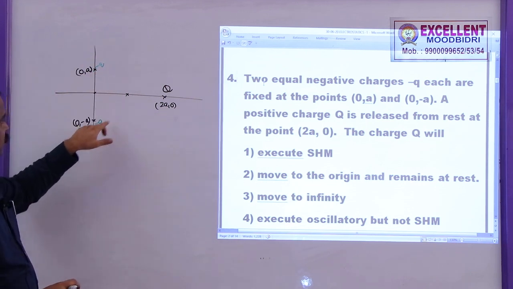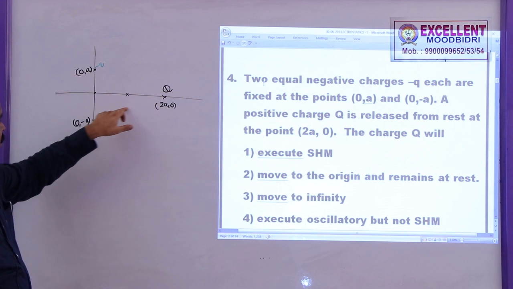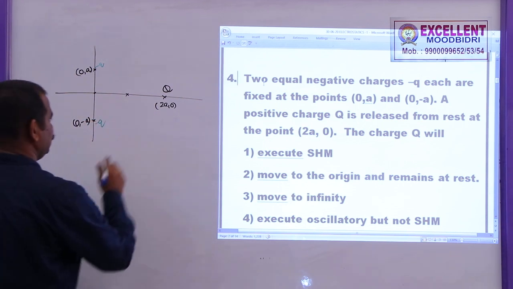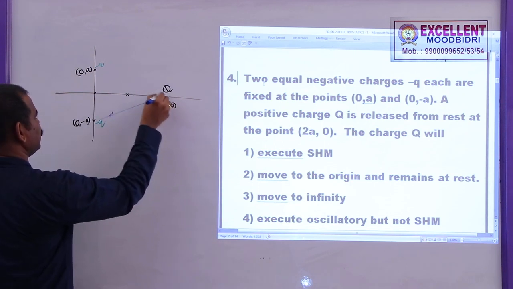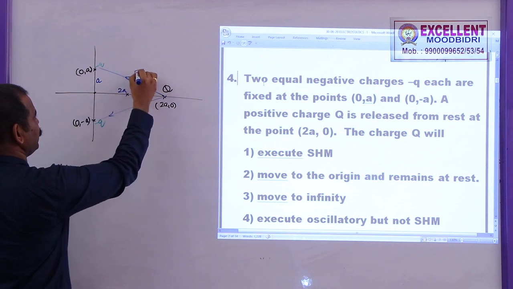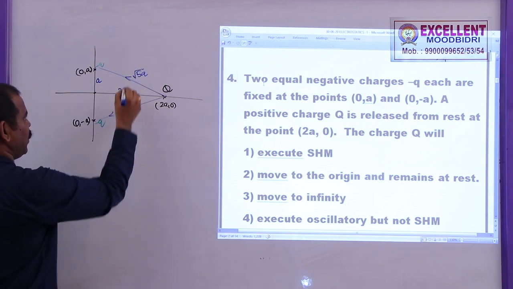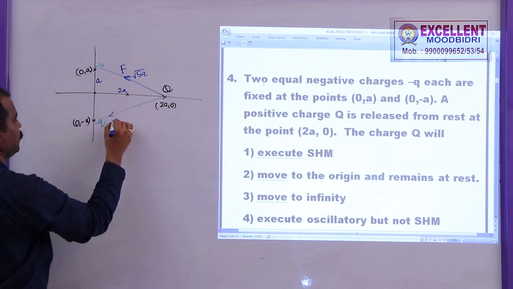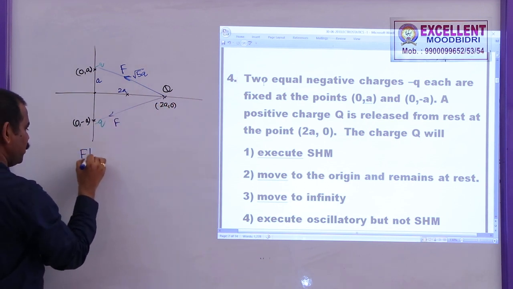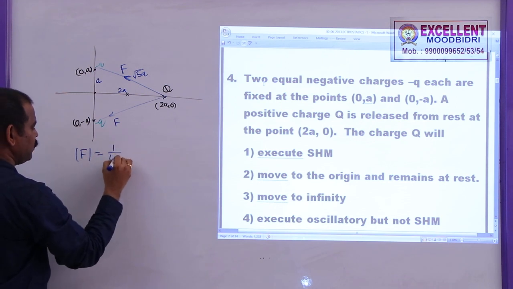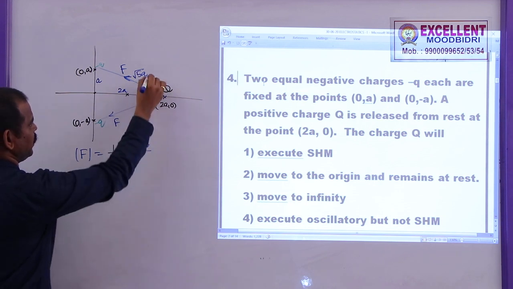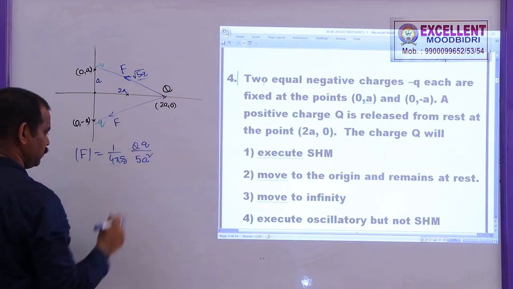As both are negative, this charge will be attracted by this one and also by this one. So the direction of the forces in this problem is given by this: this is F, this is also F. This is a, this is 2a, and this distance will be root 5 a. So what is the force in this direction? Let me take this as F and this will also be F because of similar charges and the same distance. So mod of F is equal to 1 by 4 pi epsilon naught, capital Q small q by distance square, that is (root 5 a) square.